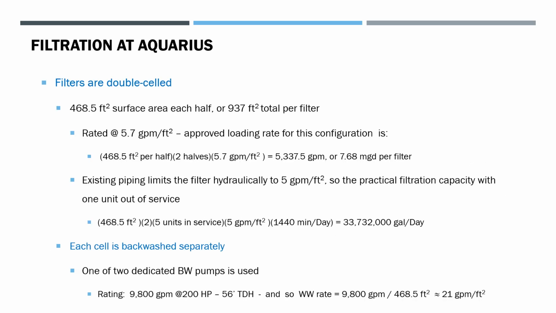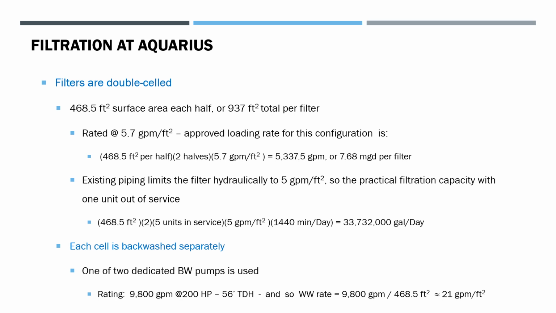And we mentioned earlier that there are 6 filters at Aquarius. Each of them are double-celled. In each cell, each half of the filter is 468.5 square feet. So when you add the 2 halves together, you get a total surface area per filter of 937 square feet. Now this configuration was rated at 5.7 gallon per minute per square foot.